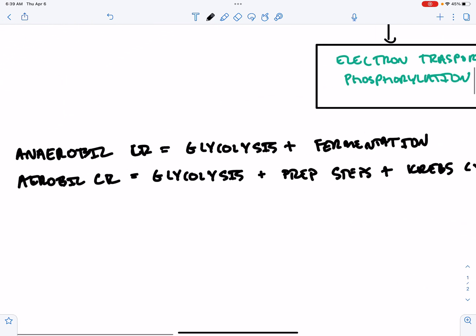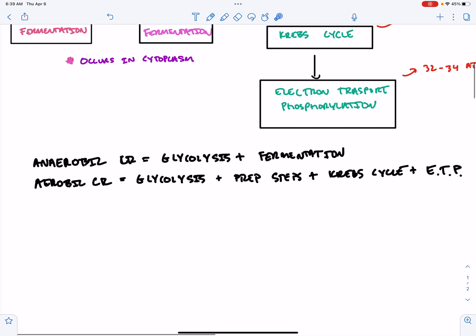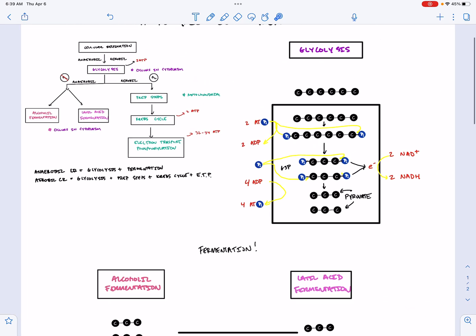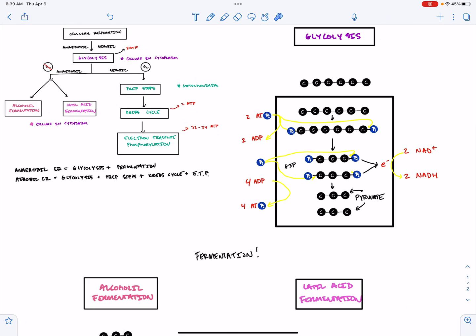Okay, and today we've talked about glycolysis. So this is where both pathways start. It occurs in the cytoplasm. And today we're going to be talking about fermentation. This additional pathway we tack on to complete the anaerobic pathway. So that's it. Today's screencast is about fermentation.